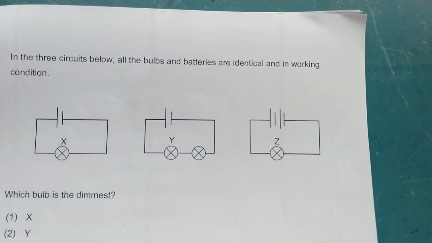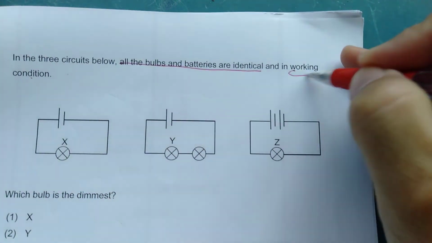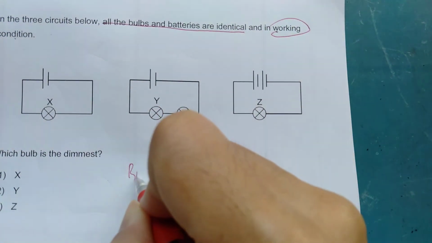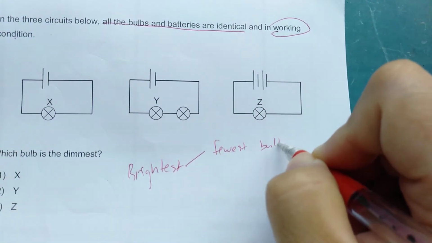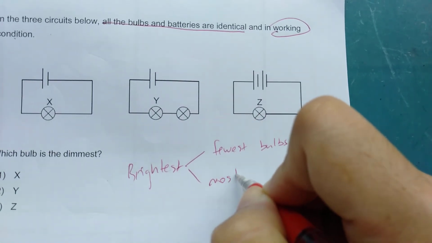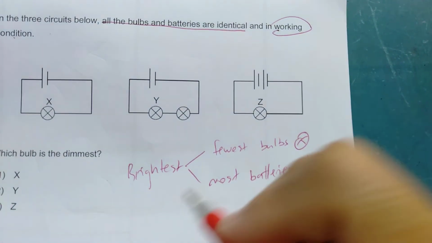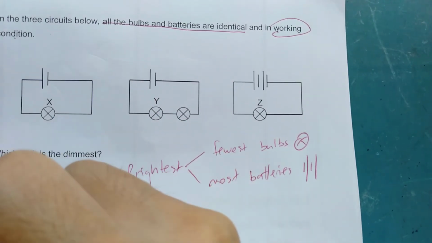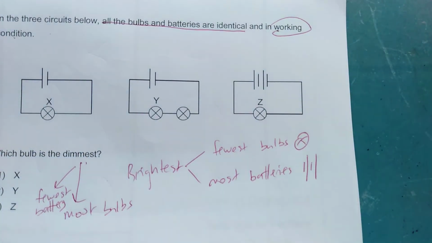They repel. Last question, another circuit question. In the 3 circuits below, all the bulbs and batteries are identical. They're all working, so nothing is spoiled. So which is the dimmest? Now, usually to make it the brightest, you need to have the fewest bulbs and the most batteries. Then it will be the brightest. If you want it to be the dimmest, it must be the most bulbs plus the fewest batteries.